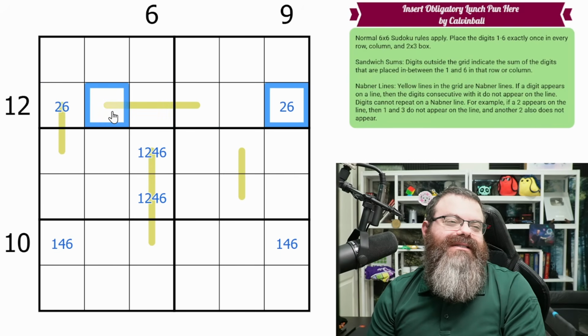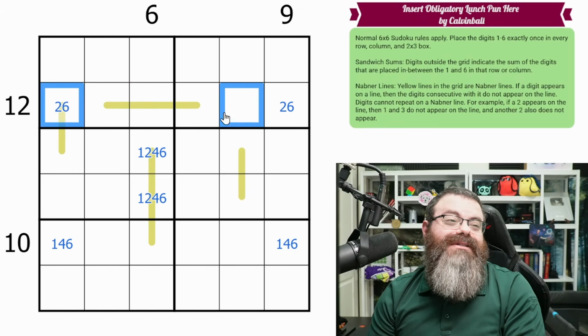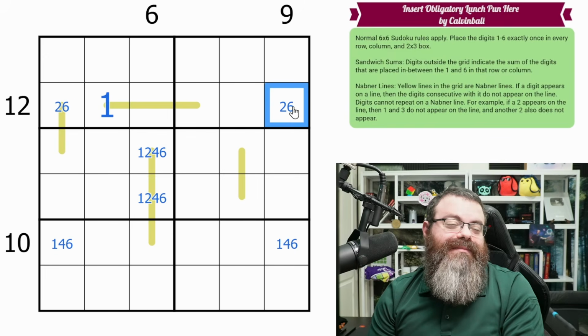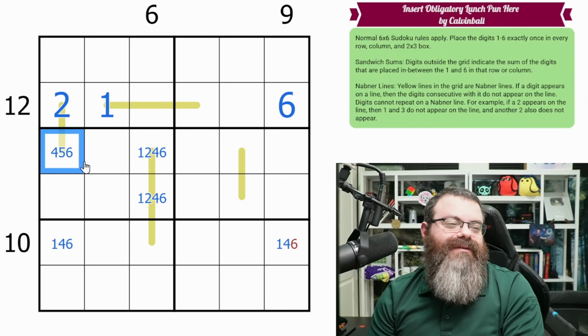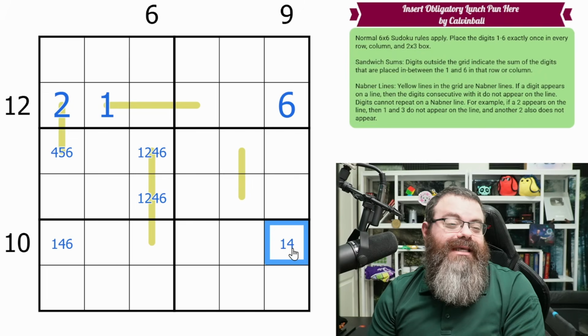And so that means that either this is our sandwich or this is our sandwich. But if this was our sandwich, we would not have a 1 on here. So this has to be the 1, and this has to be the 6, and this is our 2. With the 2 on here, we are left with 4, 5, or 6 only. This can't be a 6.